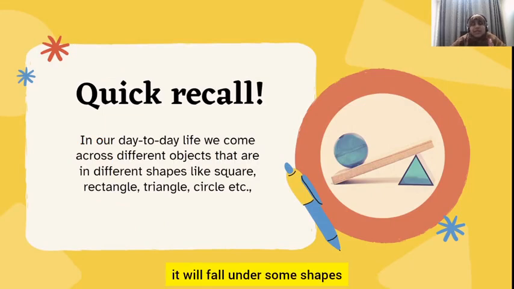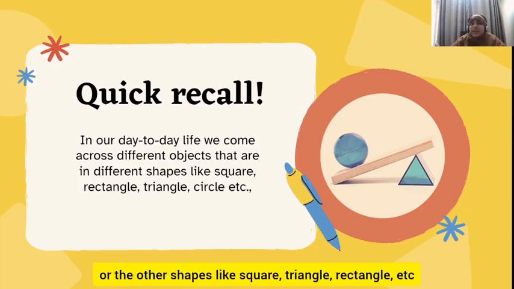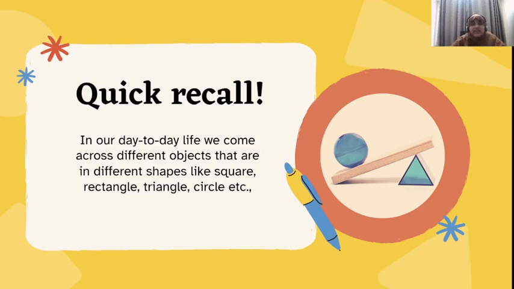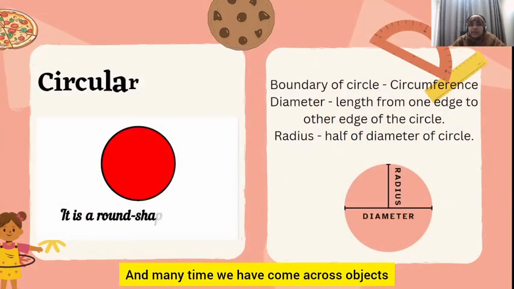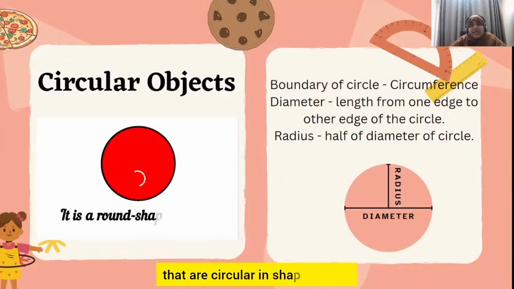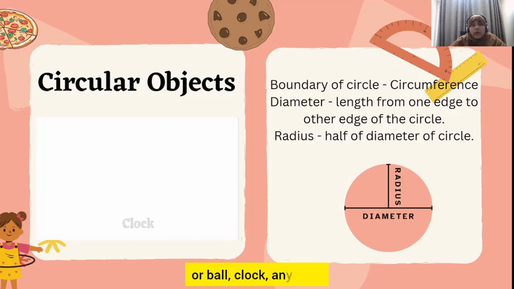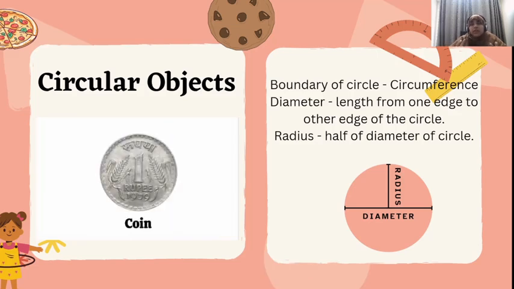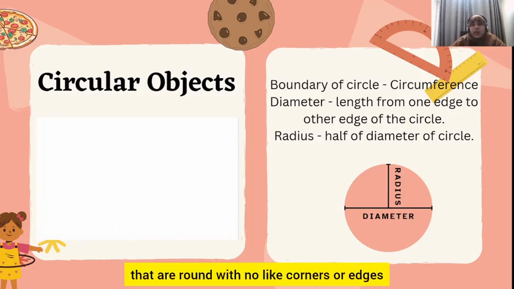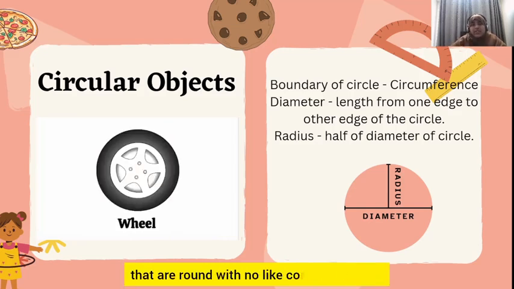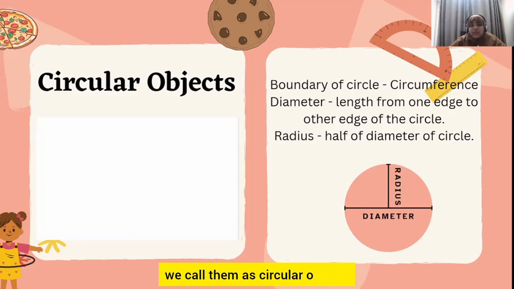Before getting into it, you all know that whenever we see an object around us, it will fall under some shape. Let it be a ball or a pen, your pencil box or your textbooks, anything will fall into one or the other shape like square, triangle, rectangle, etc. And many times we have come across objects that are circular in shape as well. You can see an orange or a bubble or a coin or a ball or a clock, anything that is round with no corners or edges, we call them circular objects, right?